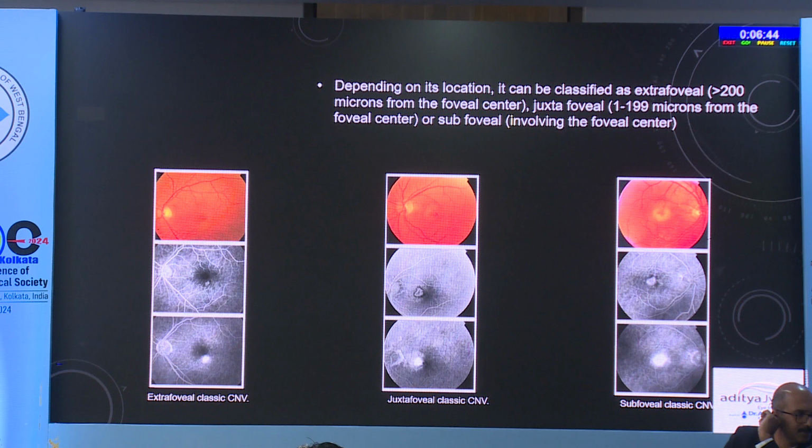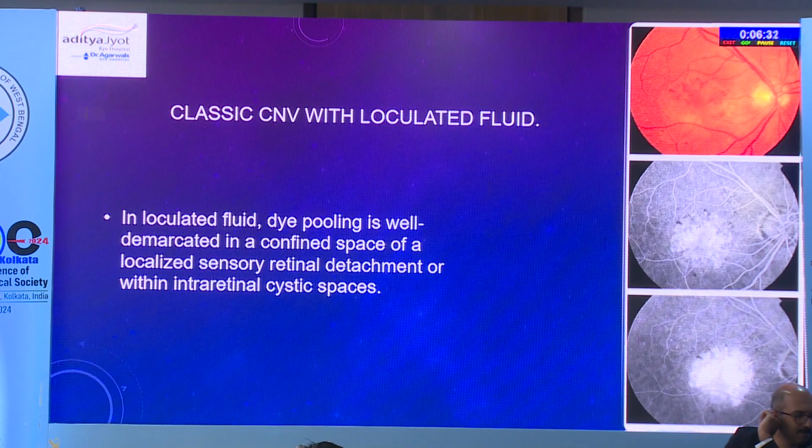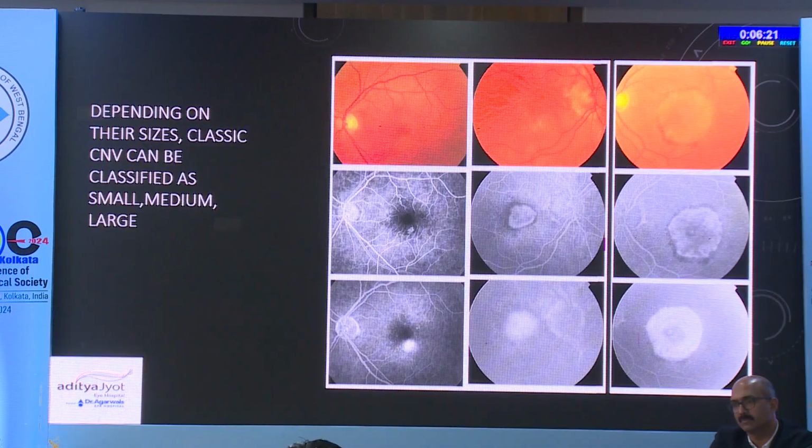Depending on its location, it can be classified as extrafoveal, more than 200 microns from the foveal center, juxtafoveal, 1 to 199 microns from the foveal center, or subfoveal, involving the foveal center. And classic with loculated fluid, the dye pooling is well demarcated in a confined space of a localized sensory retinal detachment or with intraretinal cystic spaces. Depending on their sizes, classic CNV can be classified as small, medium, and large.